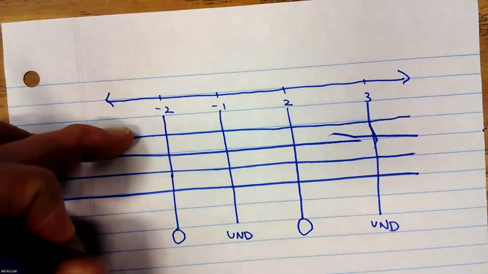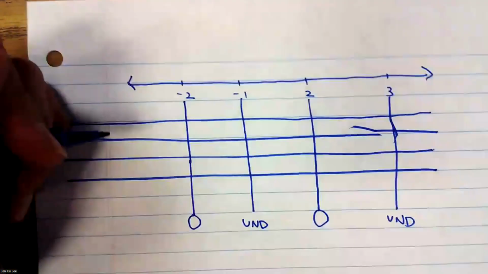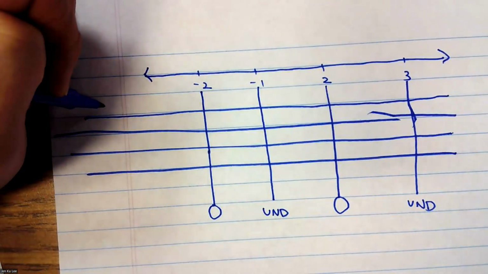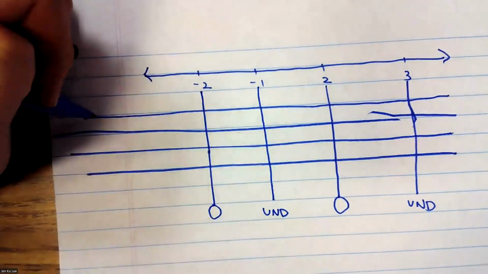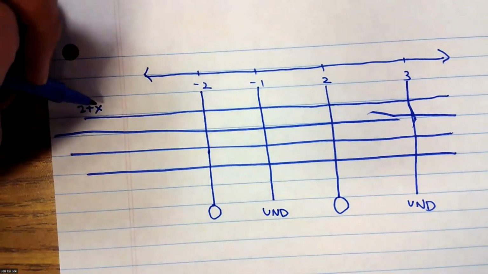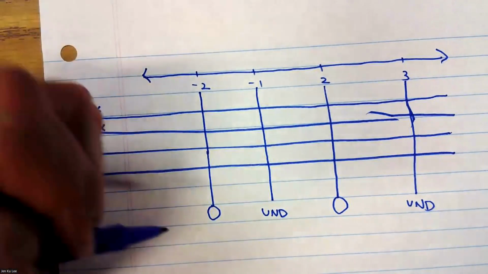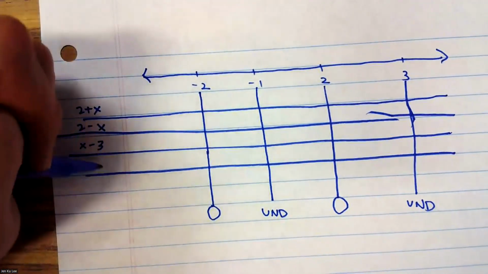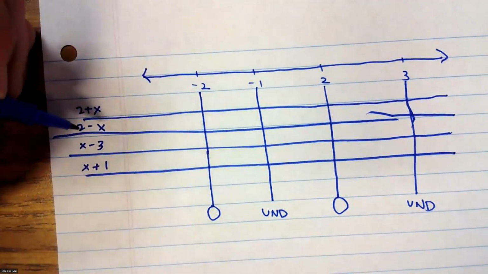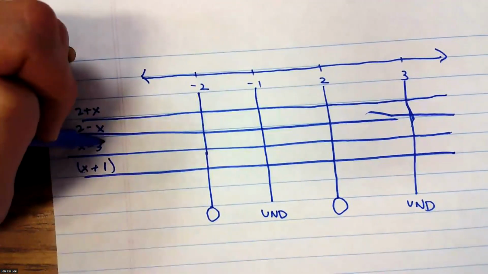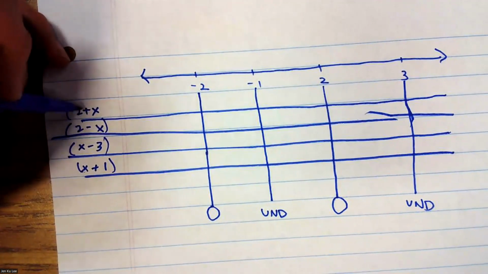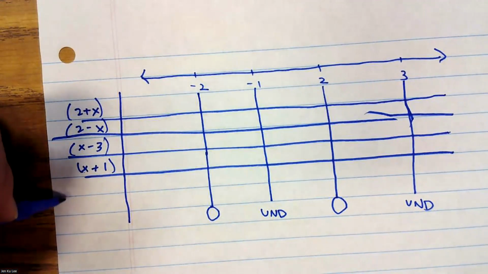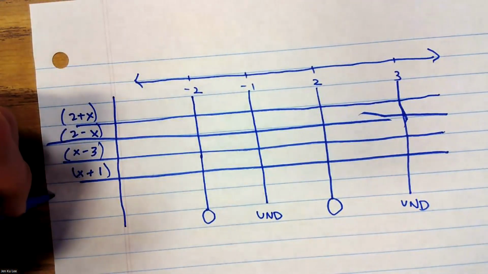Okay. 1, 2, 3, 4, and then so every little step here, I'm just gonna put one of these factors. Okay, a 2 plus x, 2 minus x, x minus 3, and an x plus 1, right? Here are all the factors to it.